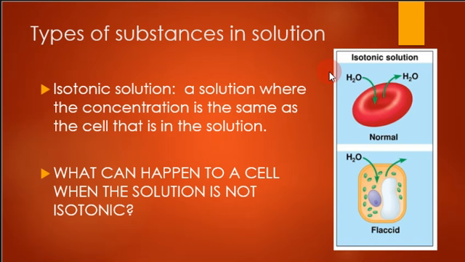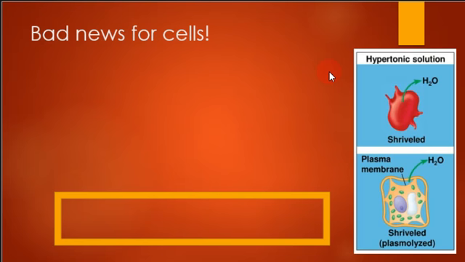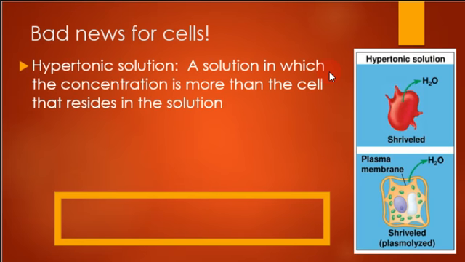So what can happen to a cell when the solution is not isotonic? Well, we can have trouble if that happens. So bad news for cells. A hypertonic solution is a solution in which the solute concentration is more than that of the cell that resides in the solution.